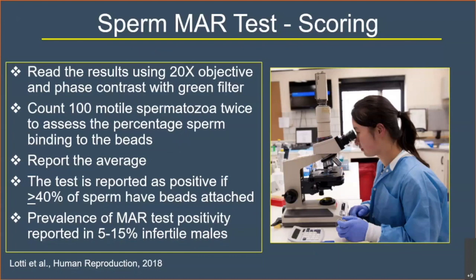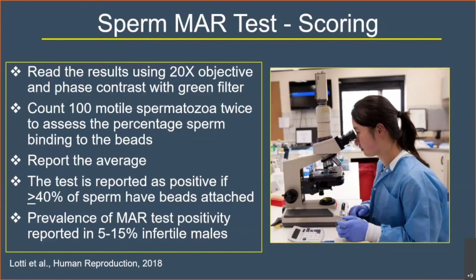And this is per the IgG kit, the manufacturer recommendations, that any test where it is greater than or equal to 40% binding should be reported positive. Now, as per a publication from Human Reproduction from Lotti et al., they have reported a prevalence of MAR test positivity in the 5 to 15% of infertile males. So it is an important cause of infertility.